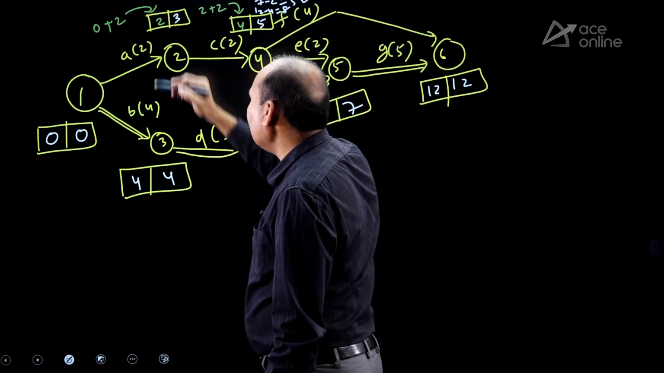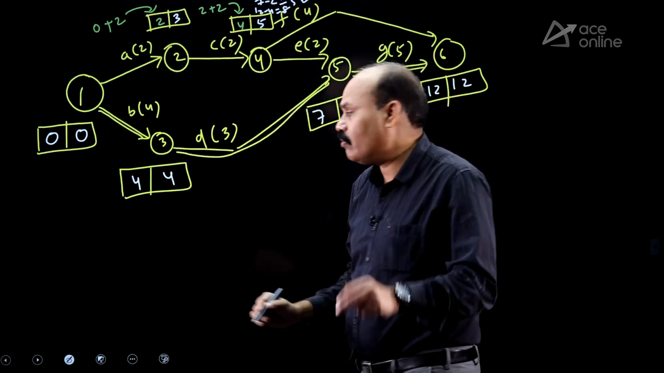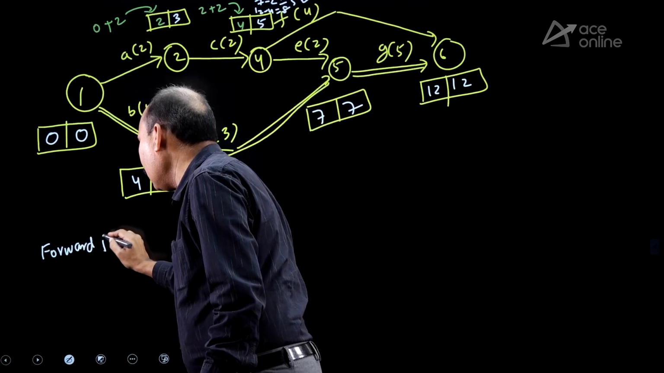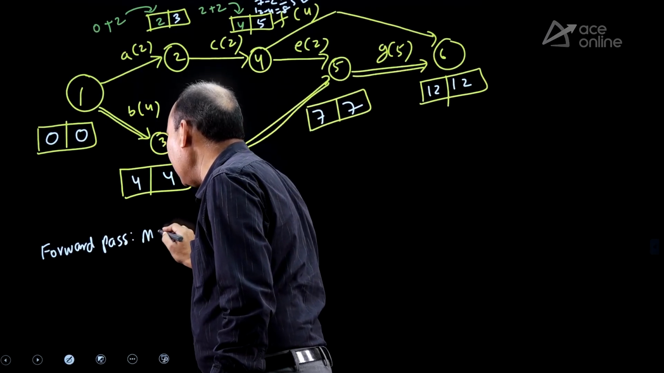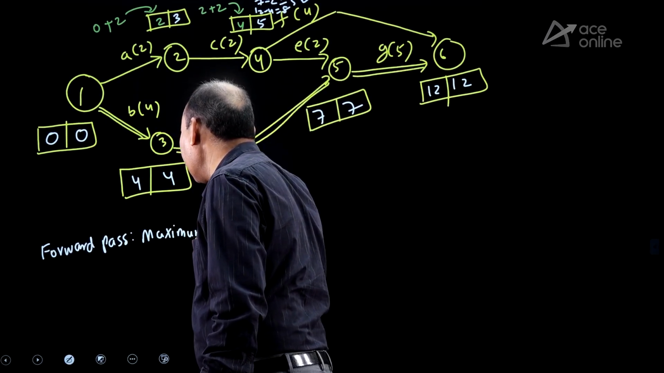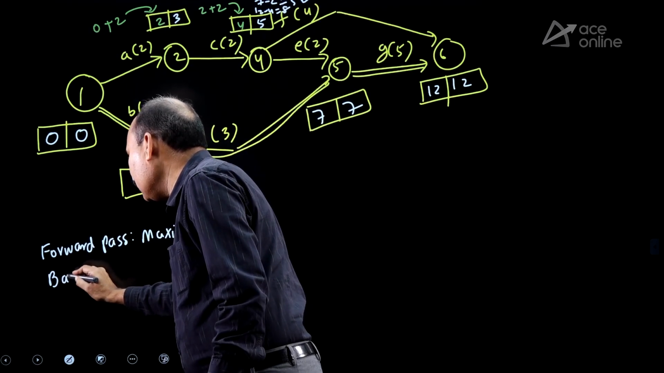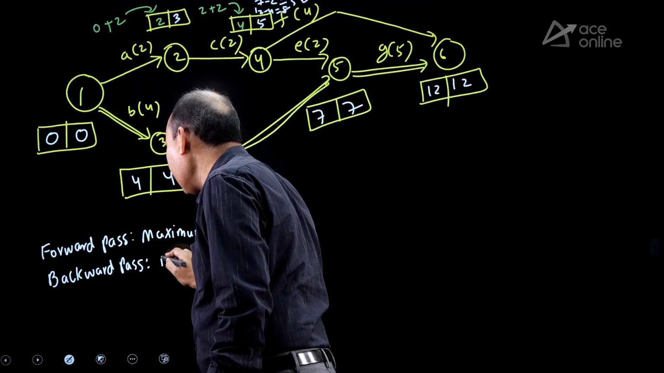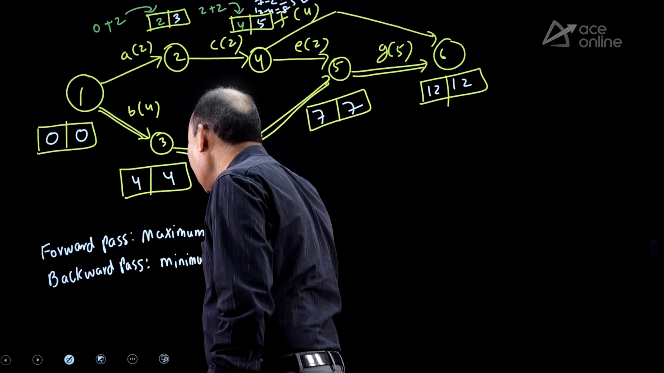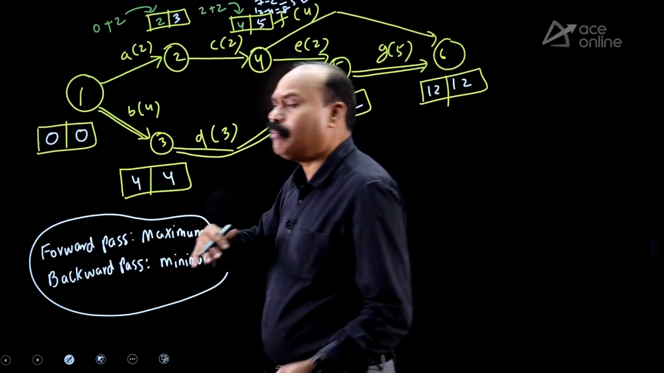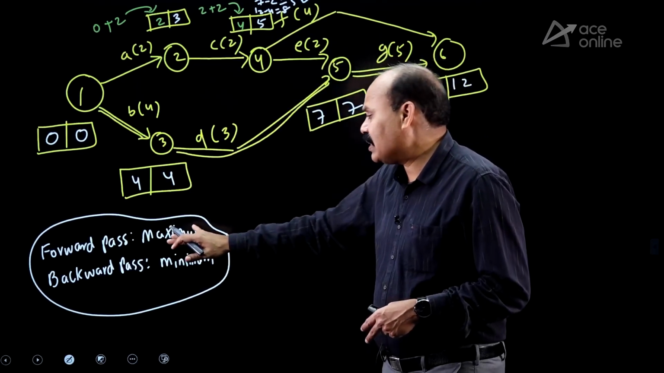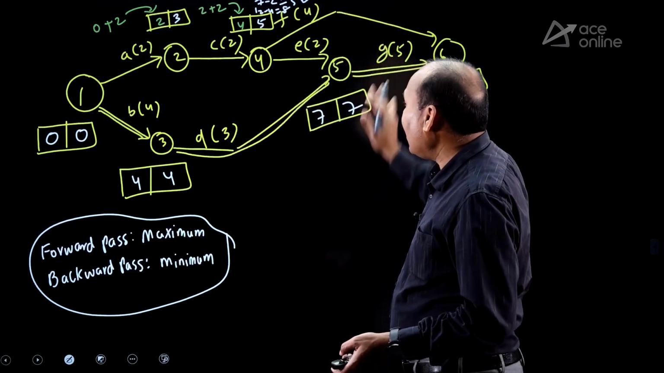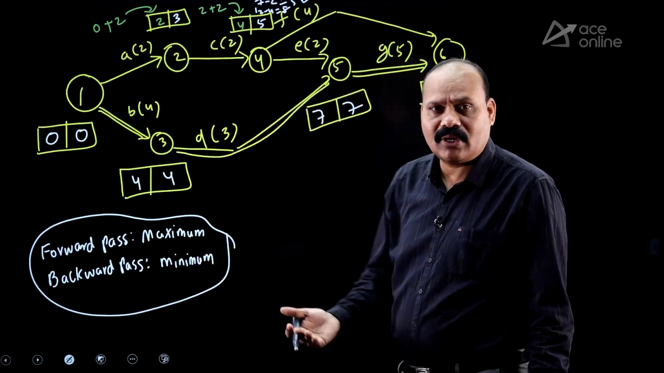5 minus 2, 3. In case of forward pass, don't forget this, maximum we have to take in case of multiple paths. In case of backward pass, minimum we can take. In case of single path, no issue, but in case of multiple paths, we take maximum in case of forward pass, minimum in case of backward pass. After having the values, whichever is relevant, you can take.